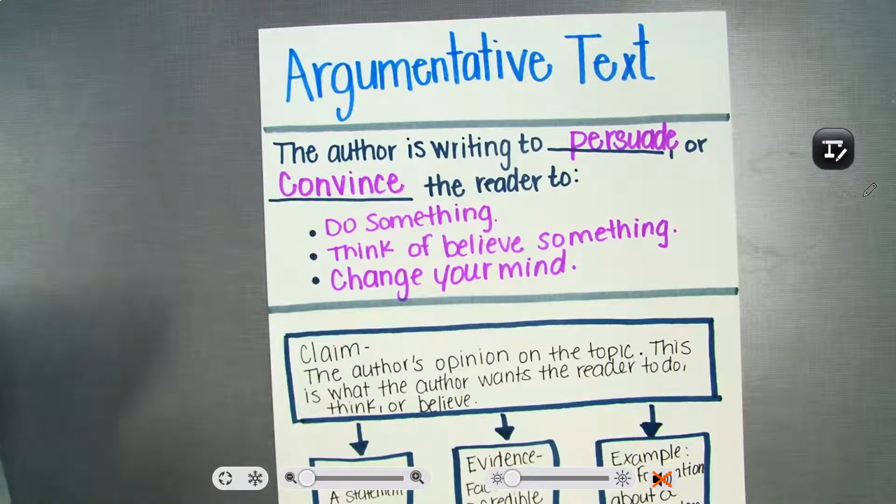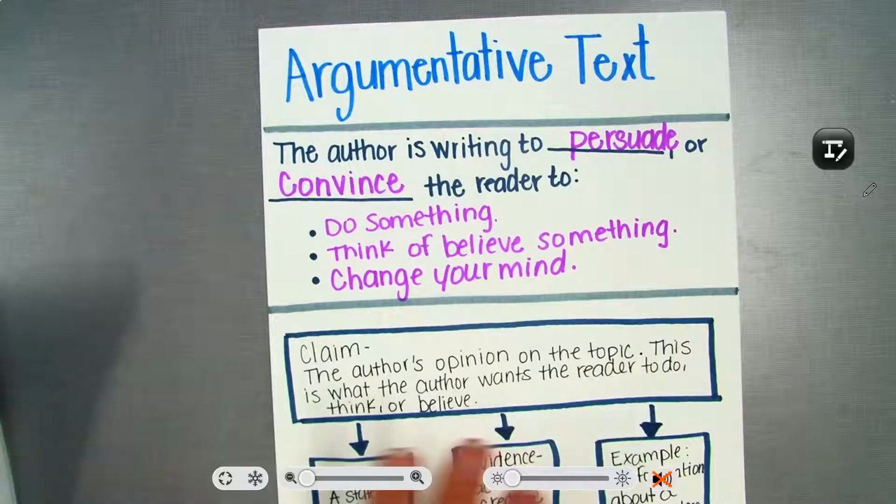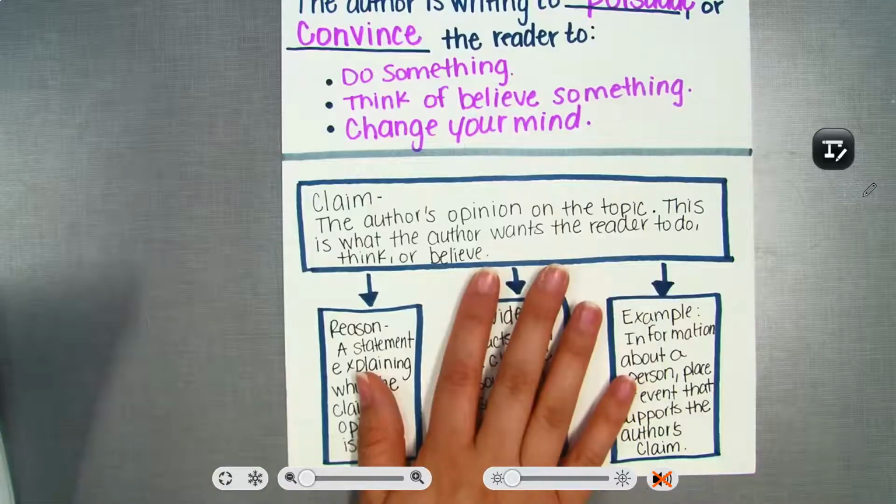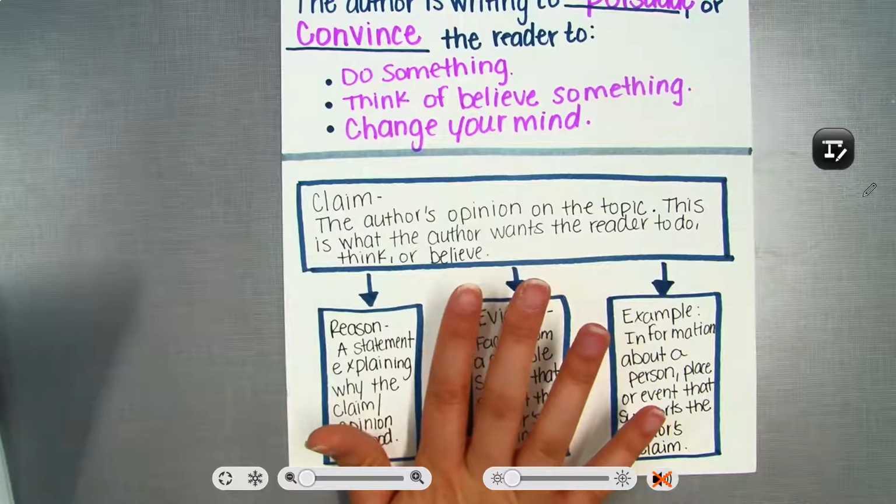They're trying to get you to do something, think or believe something, or they're trying to change your mind. So we have looked at some examples of argumentative text. We have talked about what are the pieces that an argumentative text has.